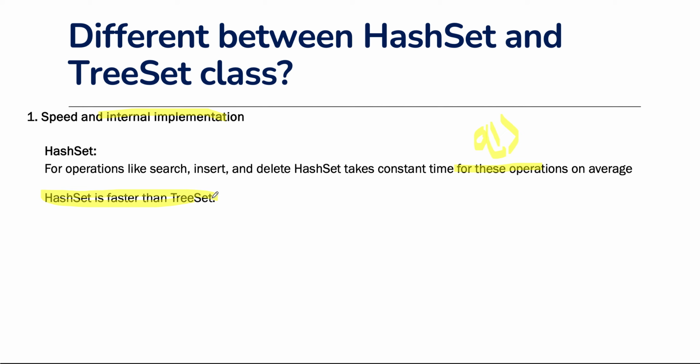So whatever elements you are inserting, it is not going to maintain insertion order, but it is going to sort the elements in ascending order. Okay, hash set is a hash map only, but it also uses the hash table just to make sure that elements are not going to be duplicated.